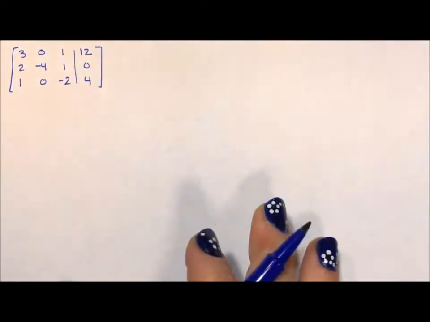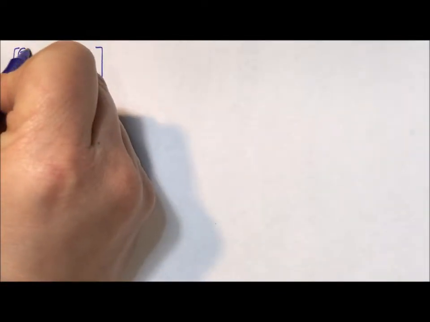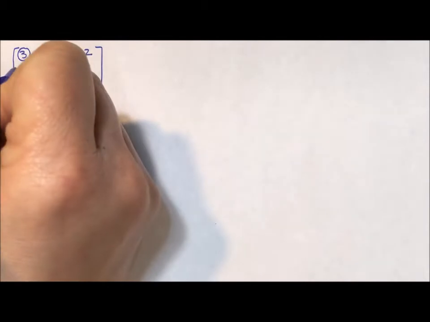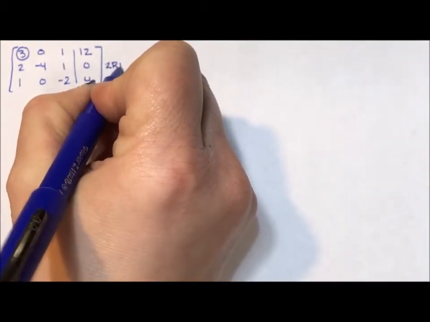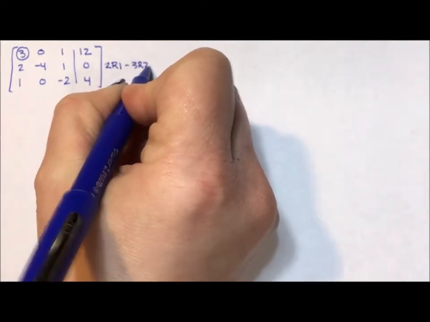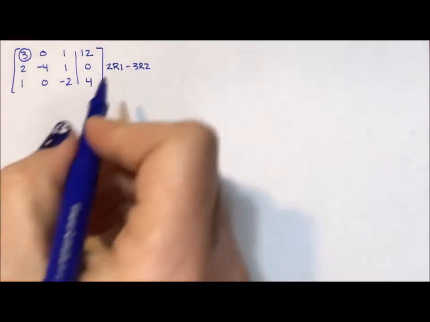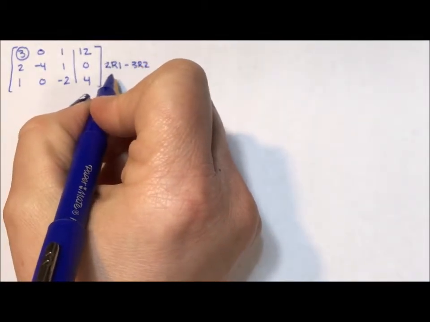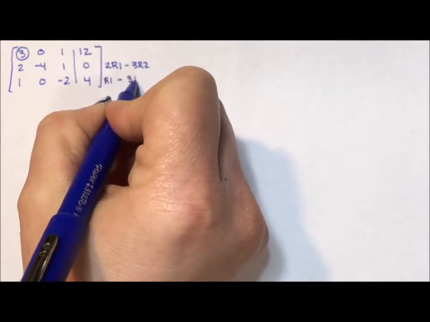Okay, so I have this new matrix, and now I'm going to pivot on my 3. So to pivot on my 3, I need to eliminate the 2, so I'm going to say 2 times row 1 minus 3 times row 2. Because if I take 2 times 3, I get 6. If I take negative 3 times 2, I get negative 6, and then they will add to 0. For this one, I'm going to say row 1 minus 3 row 3's. 3 minus 3 times 1 is 0.